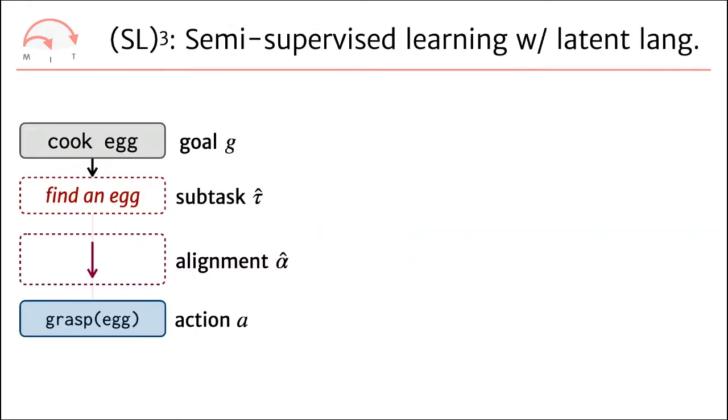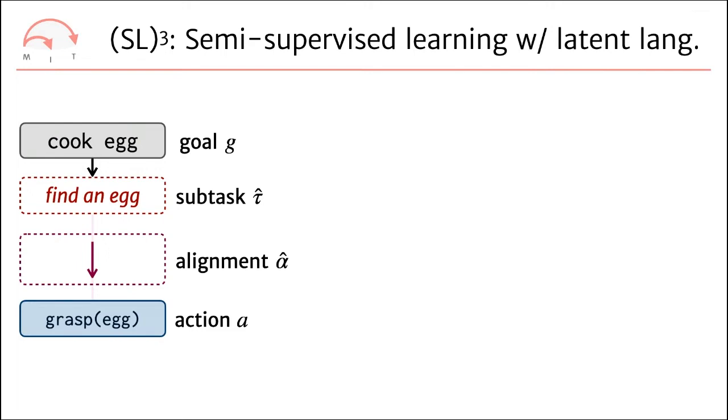Okay, let's be a little bit more formal about this. So here's all the different variables that we care about. We have goals. We have what we're going to call subtasks, these natural language descriptions. We have alignments that pair each low-level action with one of these high-level subtask descriptions. And then we have the actions themselves.